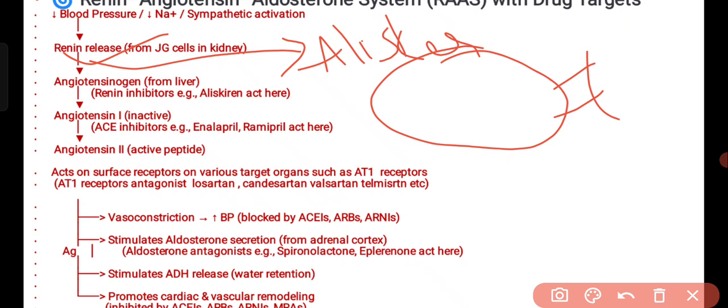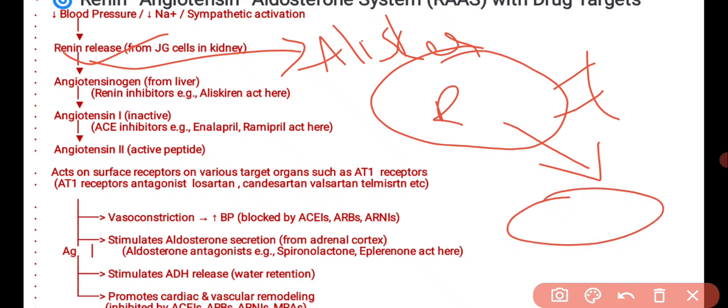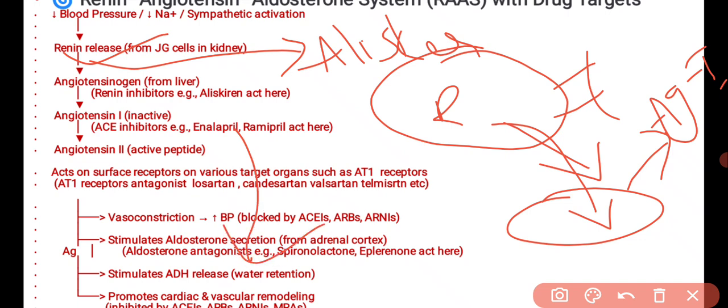That prevents the association of renin with angiotensinogen. So renin is unable to convert angiotensinogen to angiotensin 1. Thereby the further steps are also inhibited, aldosterone release is inhibited, vasodilation may take place, and antidiuretic hormone release may be inhibited. All this can contribute to the fall in BP. So these are the first category of drugs.